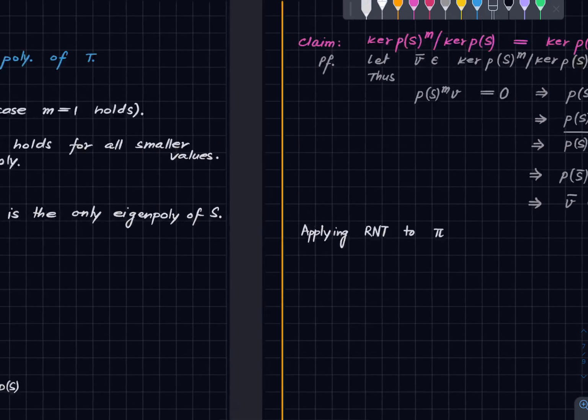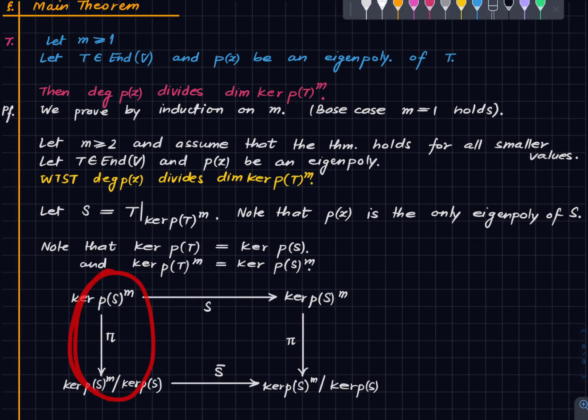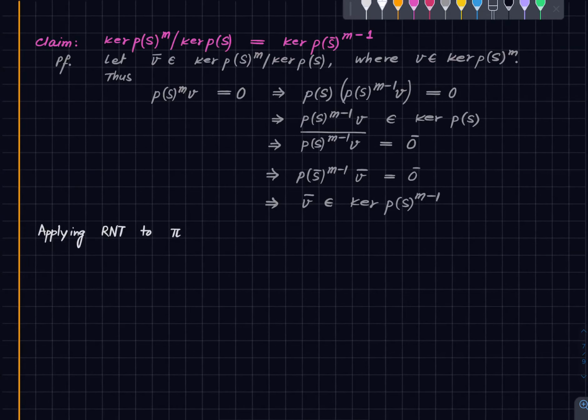So recall pi is this map, the natural projection map. We get dimension of the kernel of pi plus dimension of the image of pi is the dimension of the domain of pi, which is this quotient space, which is this kernel of Ps to the power m.